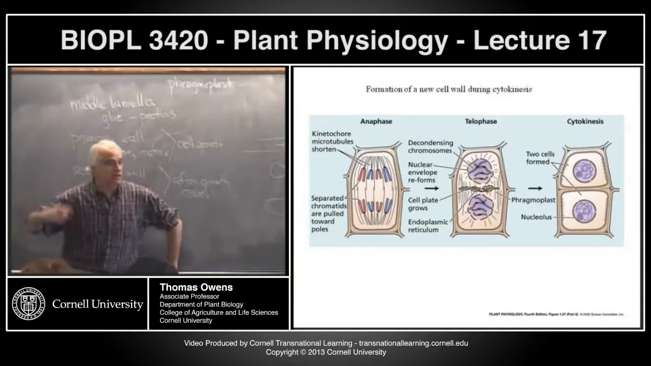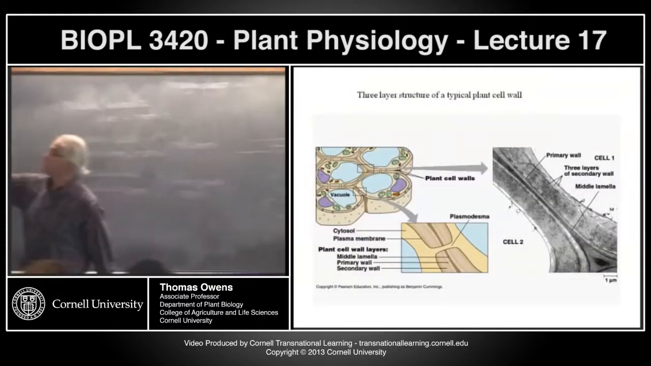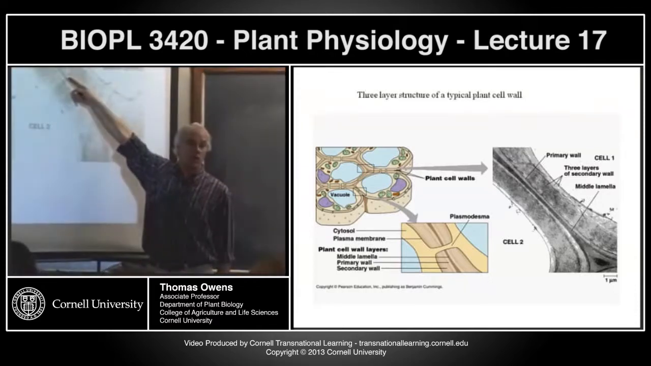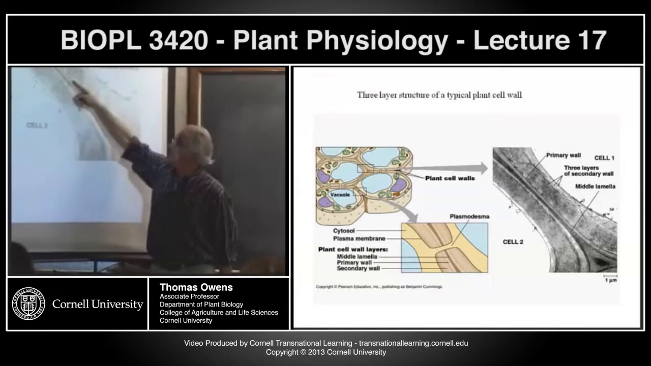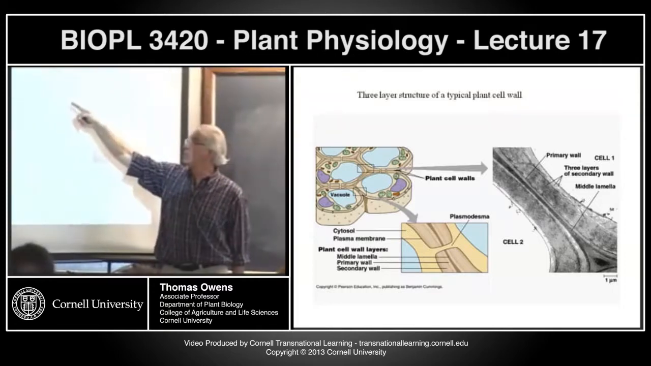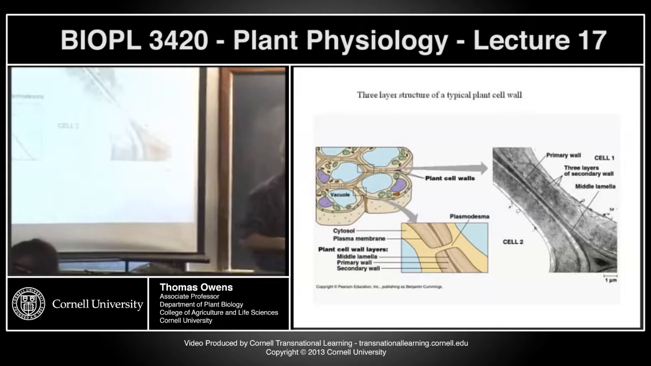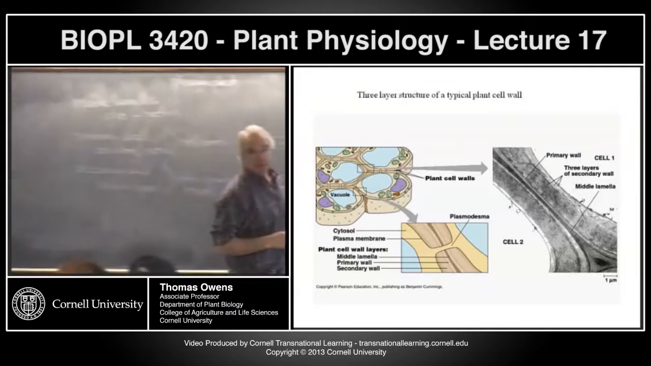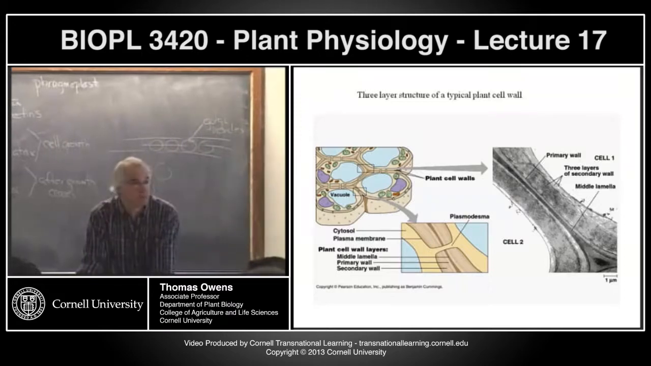And that should make it clear to you why the middle lamella is in the center of the wall. It's laid down first. The primary wall is laid down by each cell next. The secondary wall is laid down by each cell last, right? So the most recently synthesized part of the wall will be the part that's closest to the plasma membrane of the cell that made it. Okay? We all right with this?